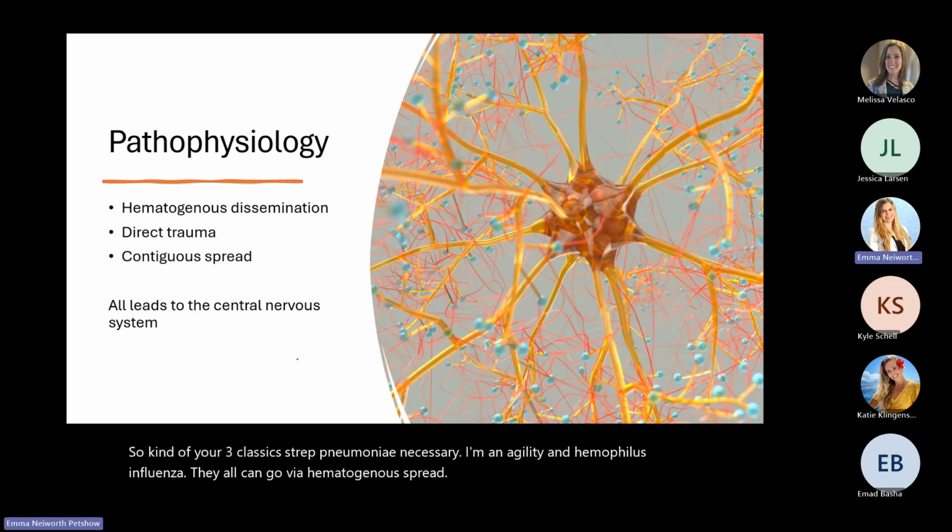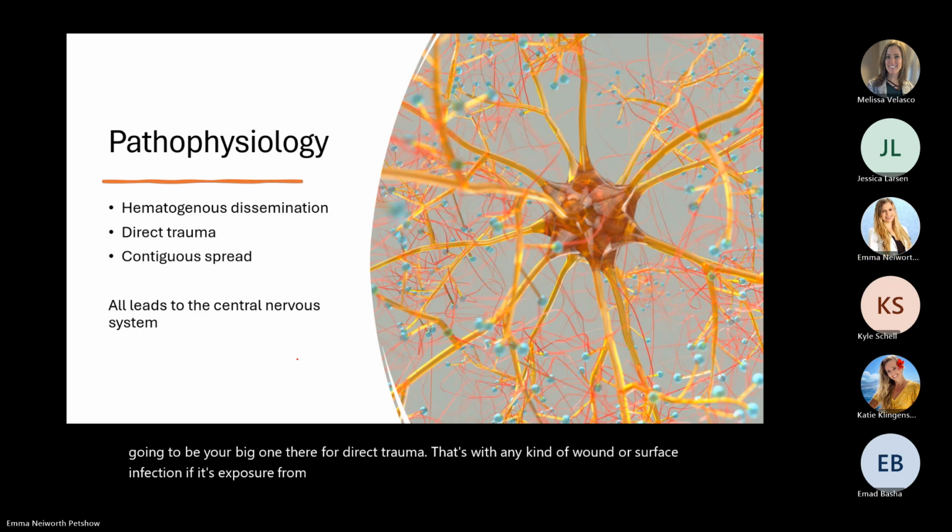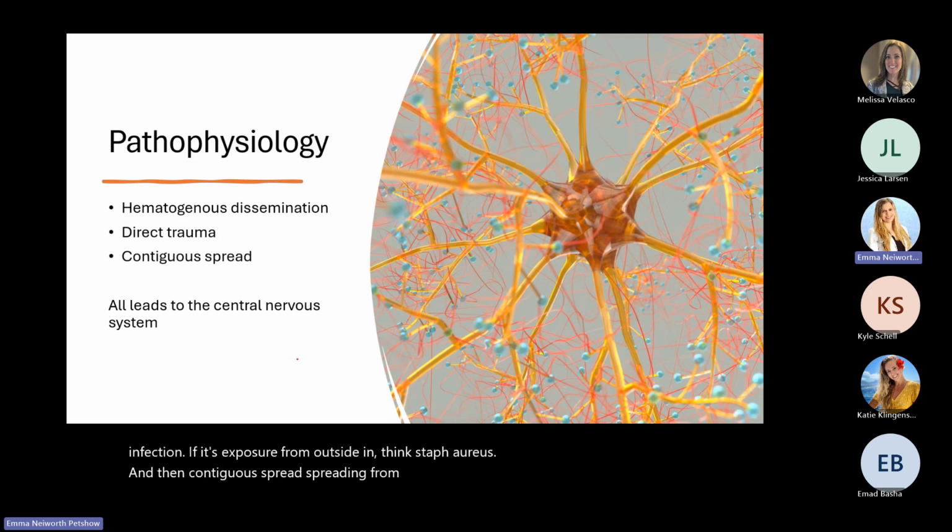Direct trauma, think skin flora getting inside the central nervous system, so Staph aureus is going to be your big one there for direct trauma. That's with any kind of wound or surface infection. If it's exposure from outside in, think Staph aureus. And then contiguous spread, spreading from sinuses or otitis or mastoiditis. Strep pneumoniae by far and large is going to be your most common one here. Once any bacteria get into the CSF, they can replicate really quickly because CSF really doesn't have a lot of humoral immunity. And so this can really lead to a big cytokine storm.